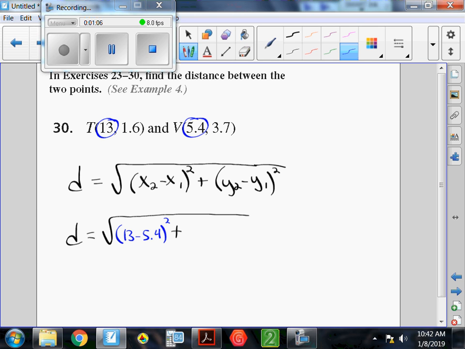And I could have chosen to do 5.4 minus 13. Because I'm squaring it at the end of the problem, it's not going to make a difference as long as I'm consistent. So I started with t and then v, which means that when I do the y values, I also have to start with t and then v. So 1.6 minus 3.7 squared.